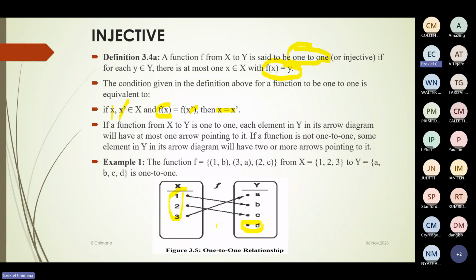And we are saying at most one. Whenever you have 1 pointing to B and 2 pointing to B, it's no longer a one-to-one function. Take note of that. We are saying there is at most one x in X with f of x equal to y. So we do not want to see 1 mapped to B and 2 also mapped to B. It's acceptable for it to be a function, but it's not acceptable for it to be an injective or one-to-one function, because we only want one of these mapped to one of these.